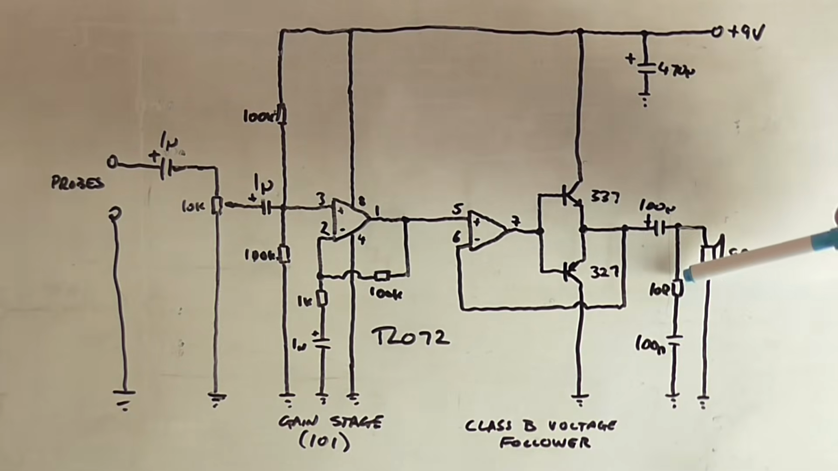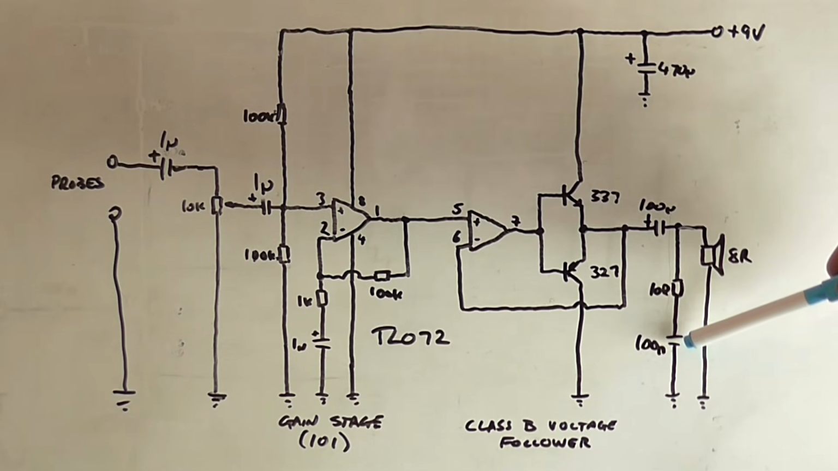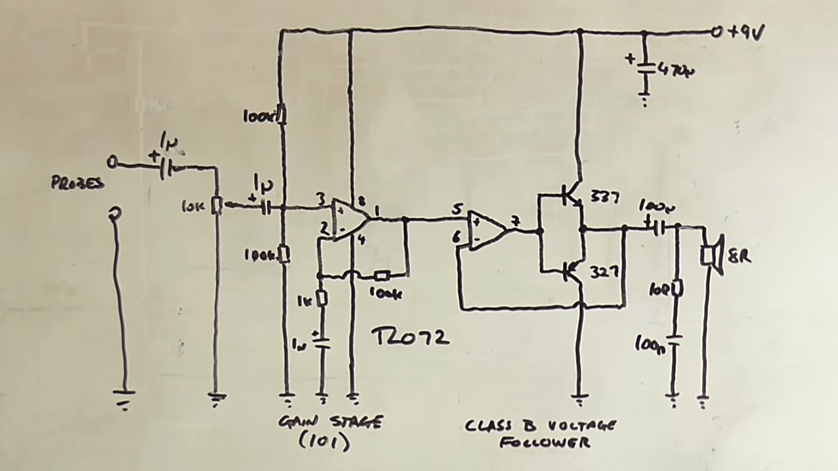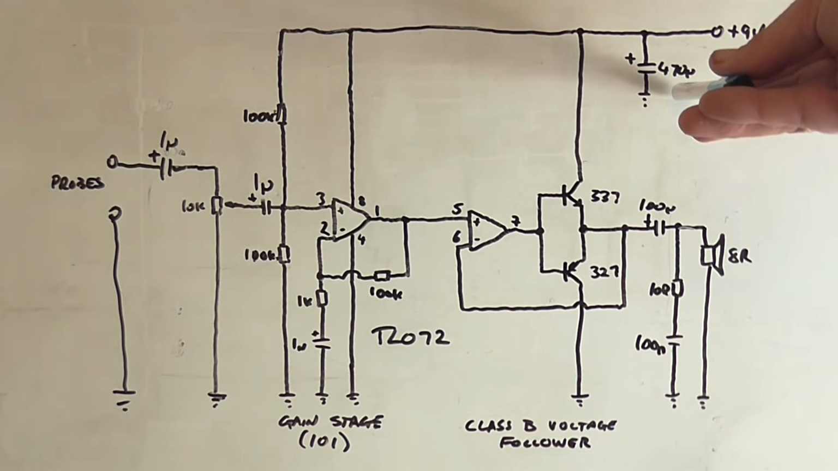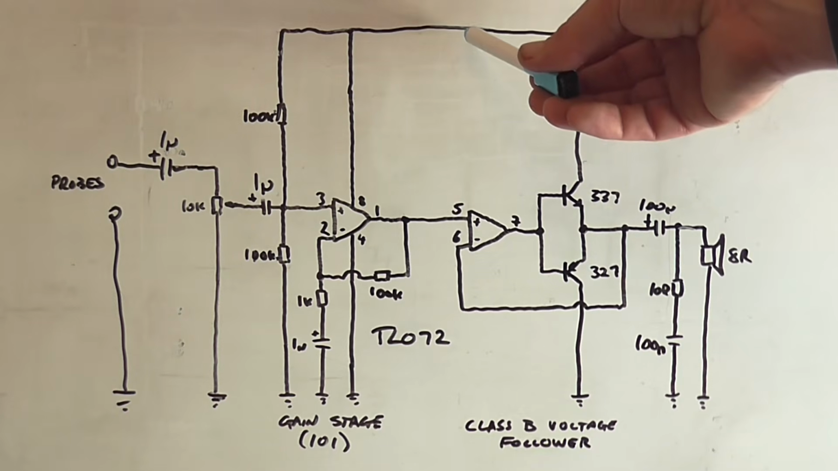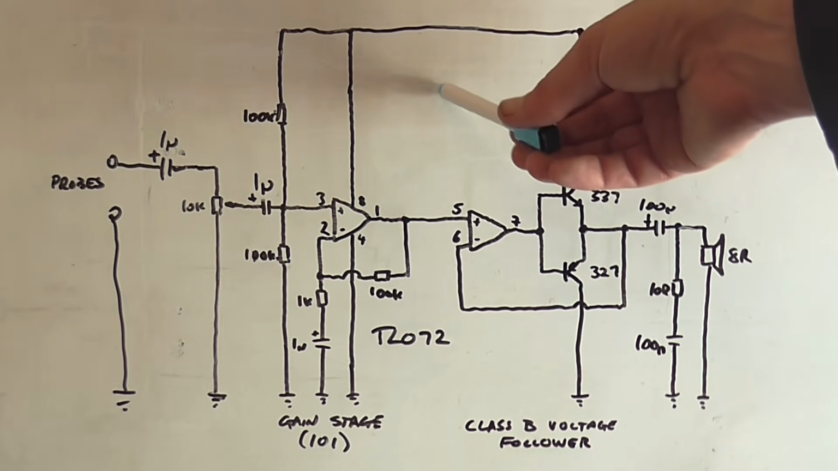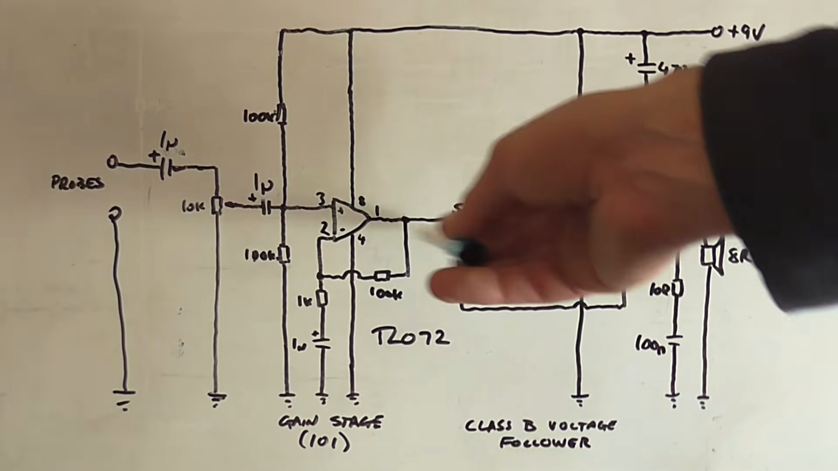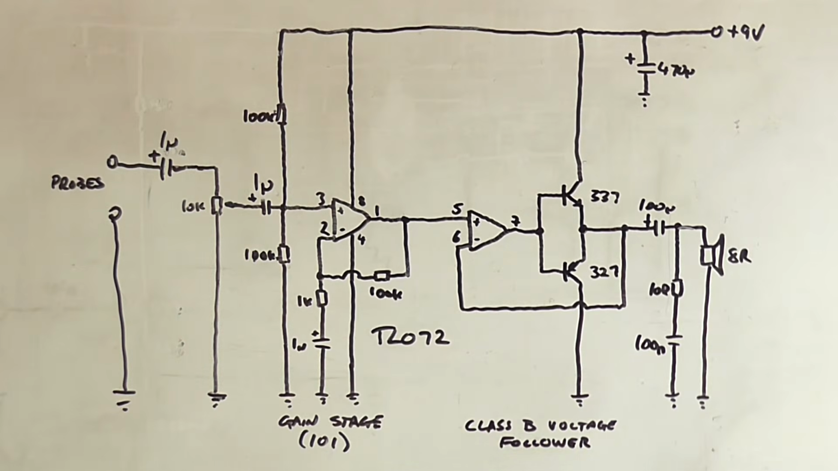We've also got this Zobel network here at the speaker, comprising the 10 ohm resistor and a 100 nanofarad capacitor to ground. We've also got a 470 microfarad bulk filtering capacitor on the 9 volt supply line. And I haven't shown it, but there is a 100 nanofarad capacitor mounted relatively close to the IC, just to help keep it stable so it doesn't go into spurious oscillations. So let's turn to the breadboard and have a look at what we got.